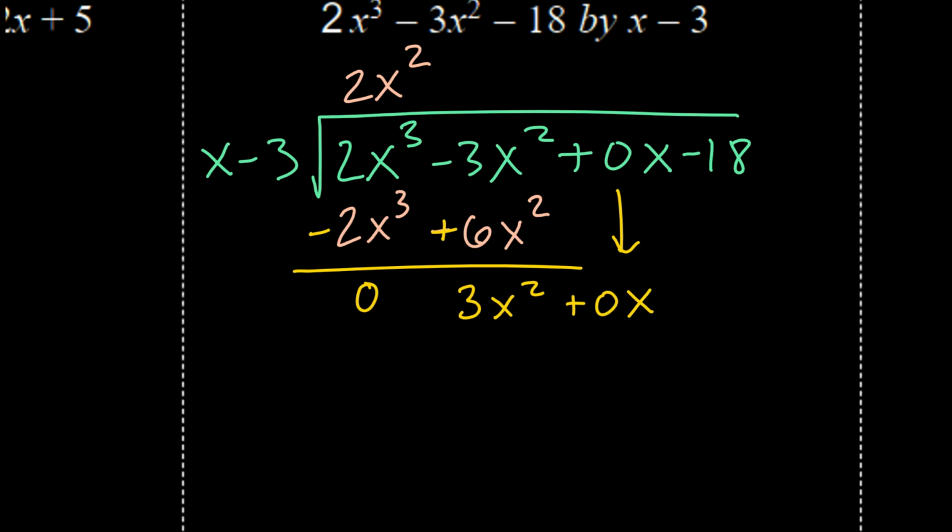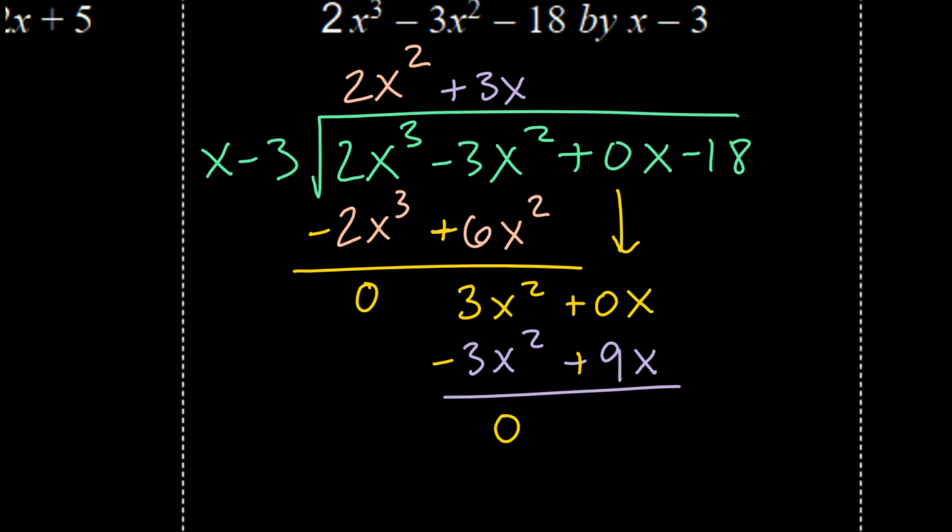And then I repeat. What times x will give me 3x squared? 3x. And then I multiply it back in. 3x times x is 3x squared. And 3x times -3 is? -9x. And then I'm subtracting, which means I'm going to change both of the signs. So 3x squared minus 3x squared is 0. 0x plus 9x. And then I bring down the -18.